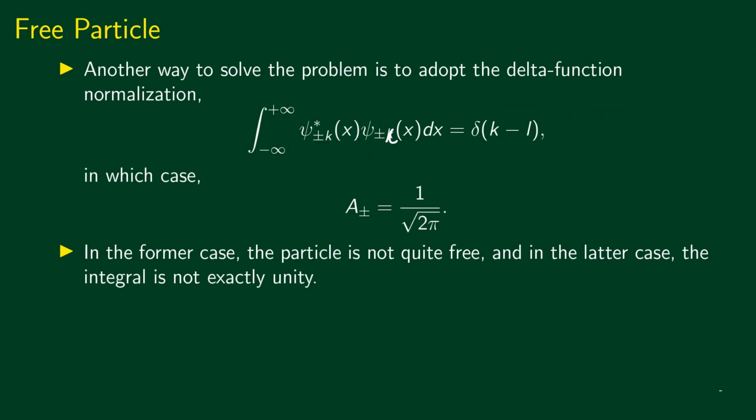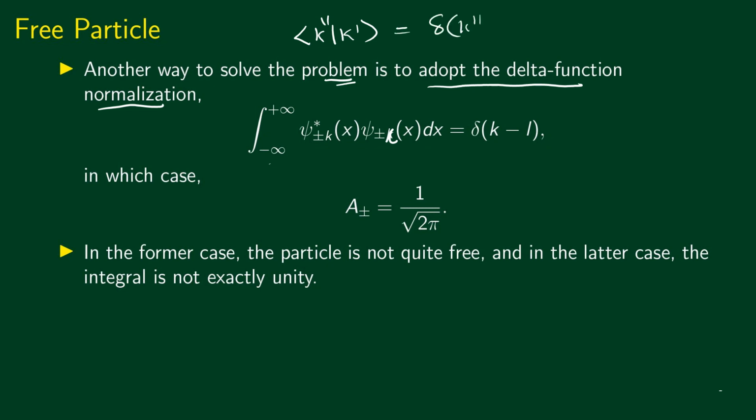Now there's another way to get around the problem, which is to adopt the delta function normalization. The delta function normalization is something that we have already seen. When we generalized from the discrete case towards the continuous case, we said that we'll normalize the eigenkets, which we wrote as bra k double prime, k prime. The eigenkets of an operator with continuous eigenvalues were normalized like this.